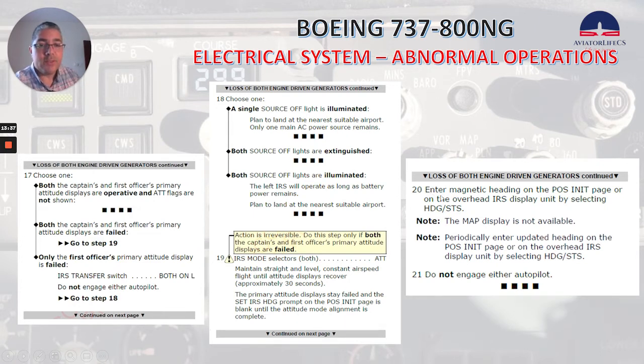Step 20 says enter magnetic heading on the position init page or on the overhead IRS display unit by selecting heading STS. Note, the map display is not available. Note, periodically enter updated heading on the position init page or on the overhead IRS display unit by selecting heading STS. And the last step, 21, do not engage either autopilot.